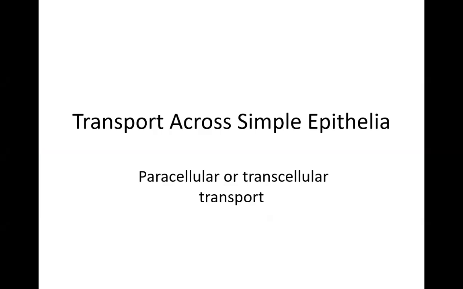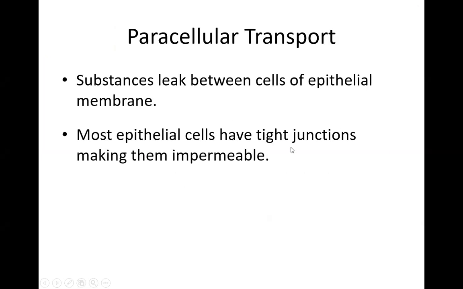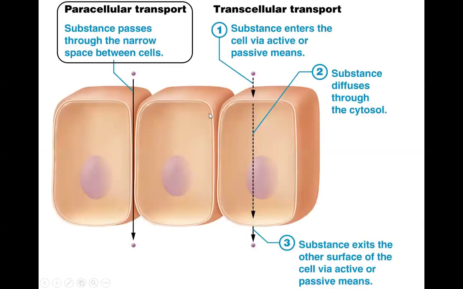Anyways, transport across the simple epithelium: paracellular or transcellular transport. In paracellular transport, substances leak between the cells of the epithelial membrane. Most epithelial cells have tight junctions, making them impermeable. So this is paracellular transport, where a substance passes through the narrow space between the cells.